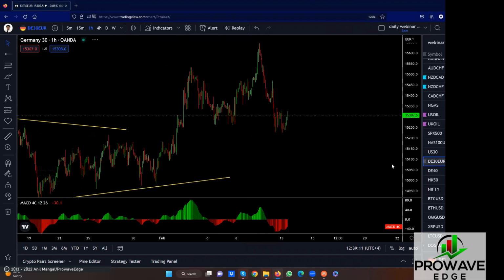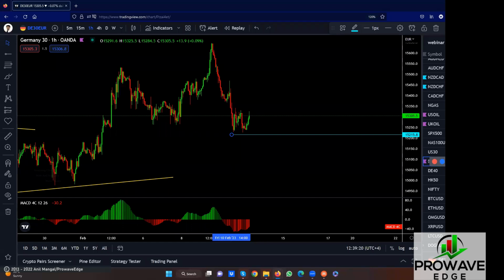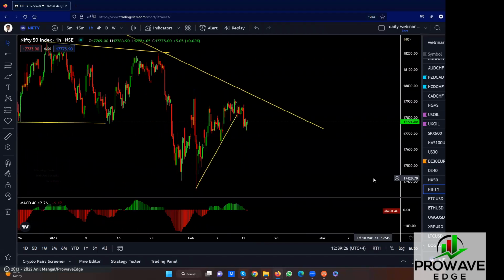DAX. Okay, pull back, we'll go with the sell setup. So this morning we wanted to pull back to this level. It did. That's a sell setup. You can go with a sell in the DAX. Keep a stop above this one, and we'll see what happens. Nifty. We took off the sell because this is not exactly dropping. So we'll wait some more, wait for the setups, and then take the trade.